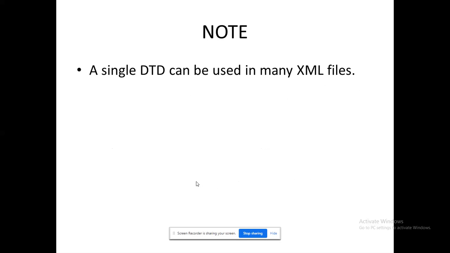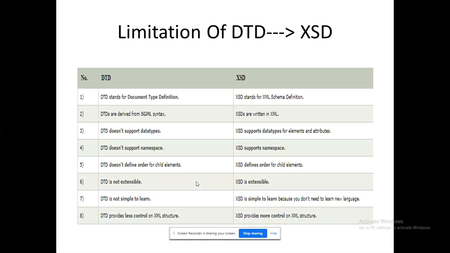So a single DTD can be used in many XML files. That is the reason why we move to an external DTD instead of an internal one, right? So what would be the thing? We have some limitations with DTD. That is the reason why we are moving forward to XSD, right?